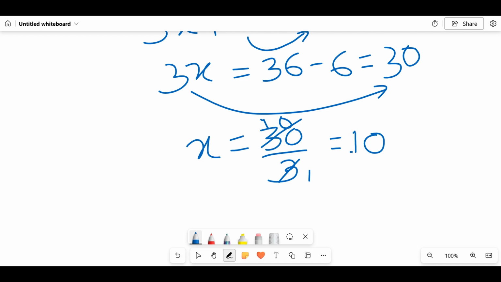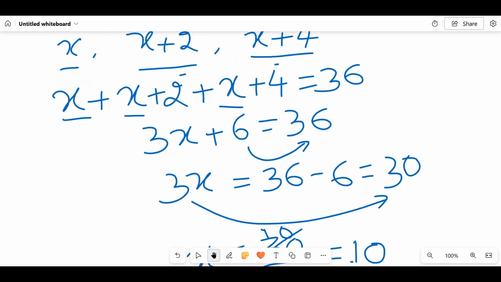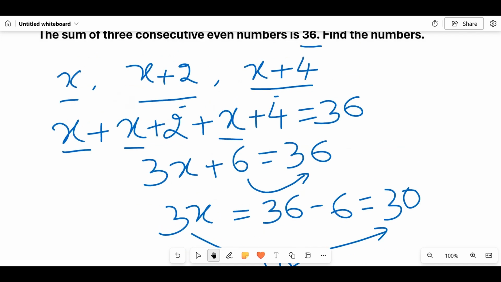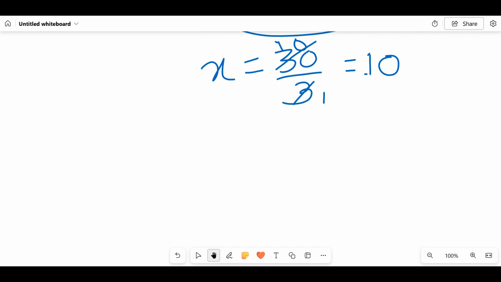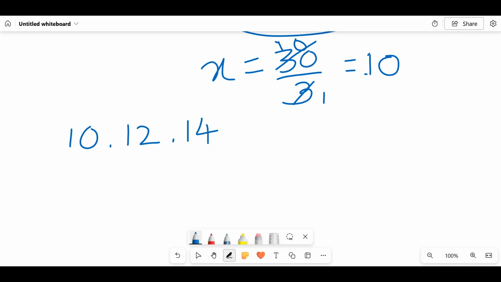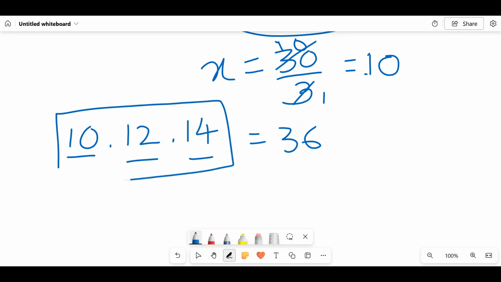The three consecutive numbers we assumed earlier are x, x plus 2 and x plus 4. So in the same way, x means 10, x plus 2 means 12, and x plus 4 means 14. The sum of these numbers is 36, right? So the three consecutive numbers are 10, 12 and 14.